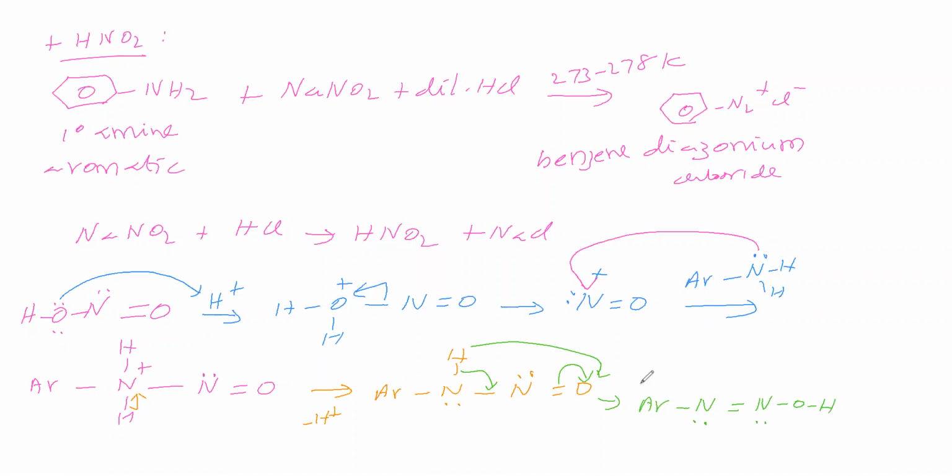Next step, H plus attacking this oxygen. So we are getting Ar, N with a lone pair, double bond N with a lone pair. Oxygen is attacked by H plus, so oxygen gets a positive charge. Next, what is leaving from here? This lone pair becomes a pi bond. This bond is leaving, shifting to oxygen.